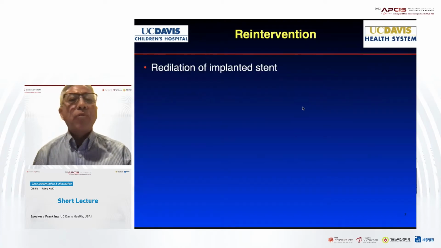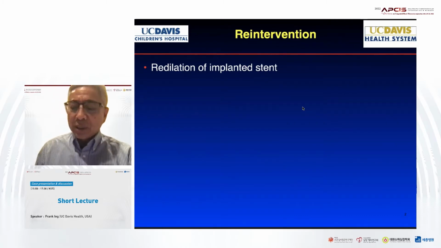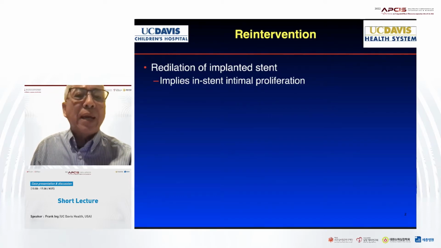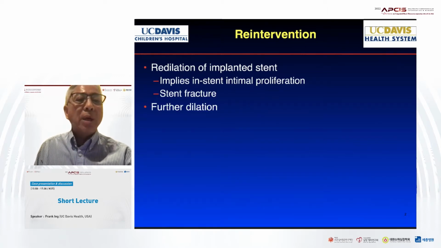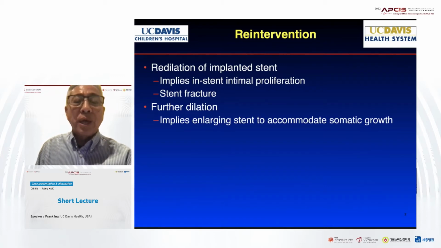Okay, so when we talk about reintervention, there are two major activities. One is redilation, and when we say redilation, the implication is that there is an in-stent proliferation that requires us to repeat the dilation. That can be from in-stent intimal proliferation, it can be from a stent fracture. But on the other hand, we can also be thinking of further dilation. And I want to make that distinction because further dilation implies that we have to make the stent larger to accommodate somatic growth. It's not the same as restenosis and then need to redilate.